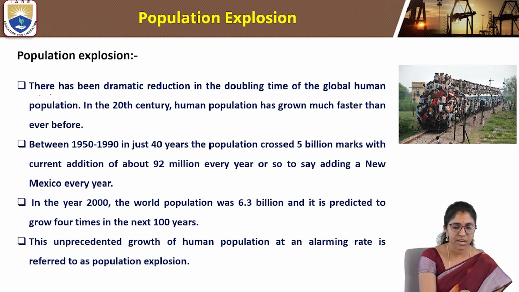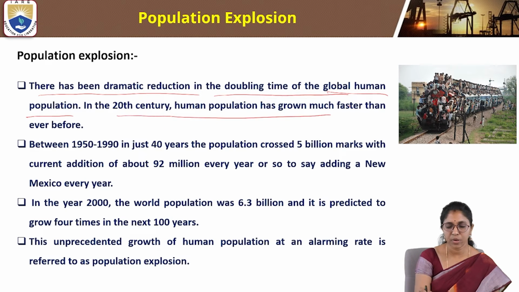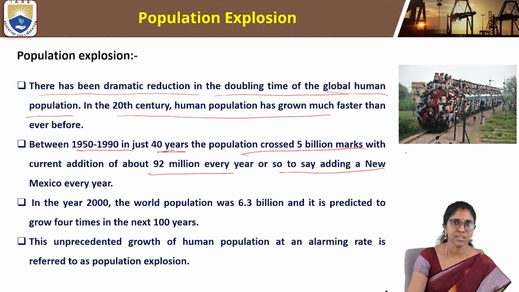There has been a dramatic reduction in the doubling time of the global human population. In the 20th century, human population has grown much faster than ever before. Between 1950 and 1990, in just 40 years, the population crossed the 5 billion mark, with a current addition of about 92 million every year.